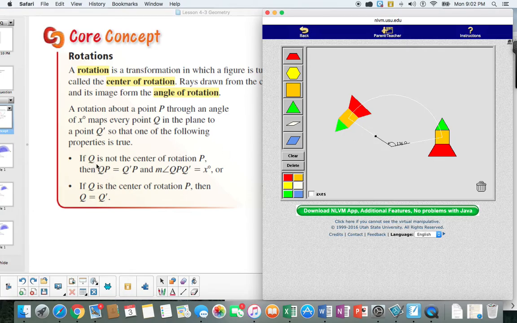So when Q is not the center of rotation, like in this example, then we know these lengths right here have to be the same. That's what it's saying right here. And we have to have an angle description from here to here. And again, the second part of the definition is if Q happens to be the center of rotation, so if it happens to be right here, then Q doesn't change. The pre-image and the image will be the same point.